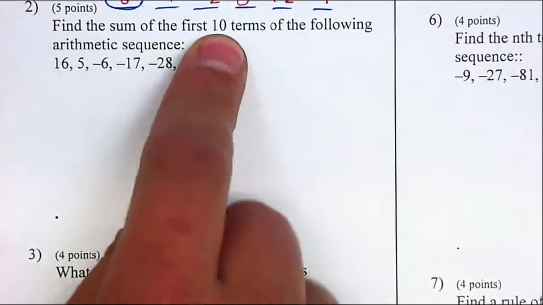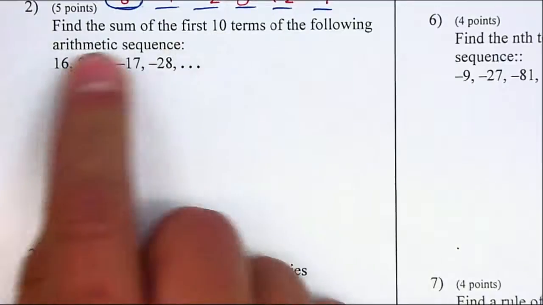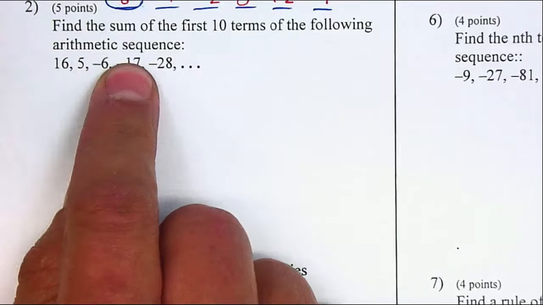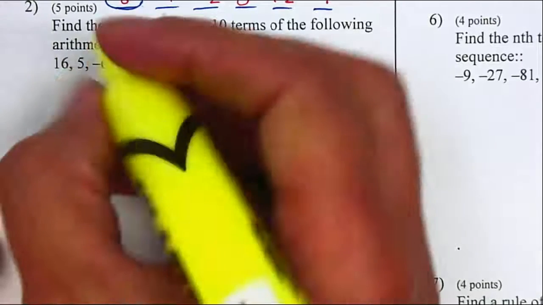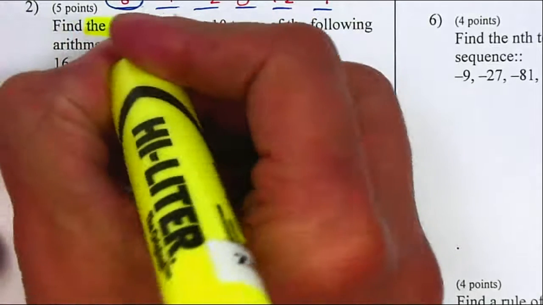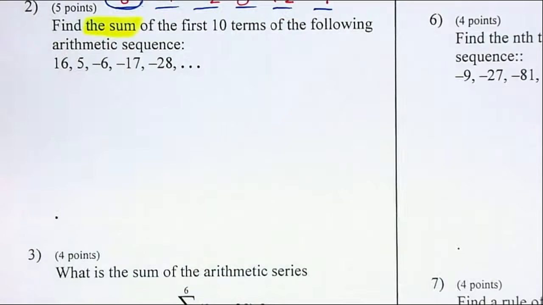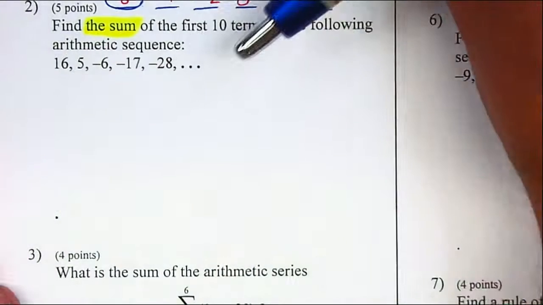Find the sum of the first 10 terms of the following arithmetic sequence. Now, so we're looking for the sum. So the equation that we're going to be using is the sum. So it should have an S as part of the equation.